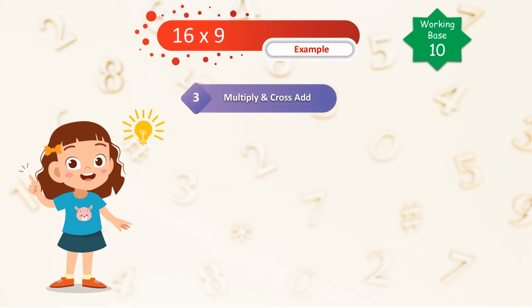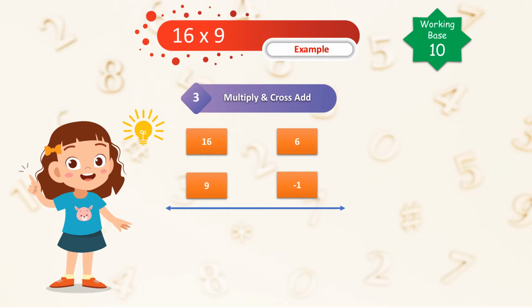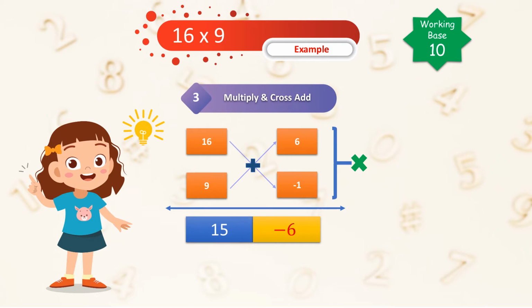Step 3, we have to multiply and cross add. Then multiply 6 and minus 1, and you get minus 6. Next you cross add 16 and minus 1, or 9 and 6. You get 15 in both of the ways. Step 3 is complete.